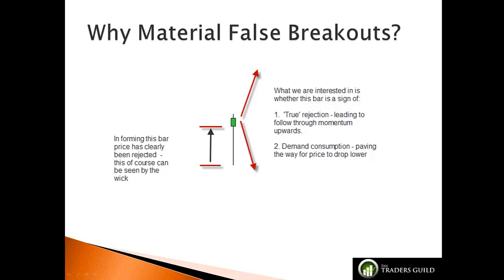Now, if price moves down, then all this was a demand consumption bar. And what do I mean by that? Well, if we take a step back and look at what happens when price hits demand or support in this case, i.e. not resistance or supply, each time it hits support or demand, it is consuming some of that demand, okay?